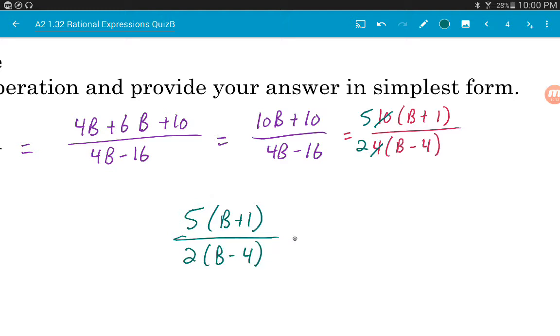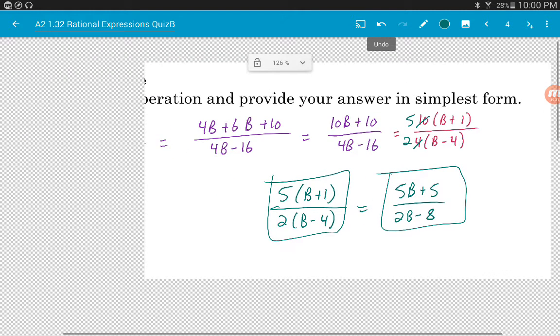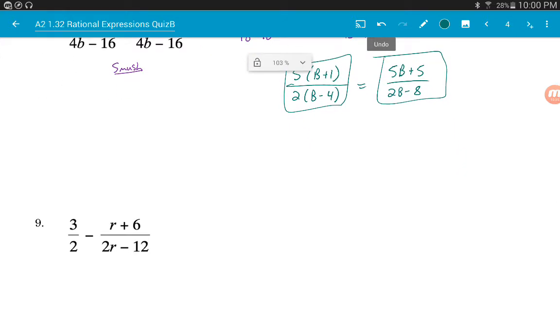Now you could have rewritten this as 5b plus 5 over 2b minus 8. That's fine too. Totally acceptable. That's still simple. There's nothing that I can do with these anyway. But either one of these is an acceptable answer for this question. If you didn't simplify, you lost 1 point.